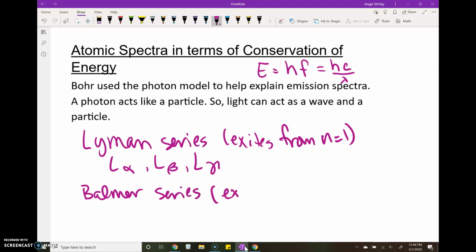okay, excites from n equals 2, right? So any of those frequencies excite an electron in a hydrogen atom from the first excited state to any other. These are abbreviated with a capital H. Please don't ask me why. I do not know. That would be a good use of the Googles.